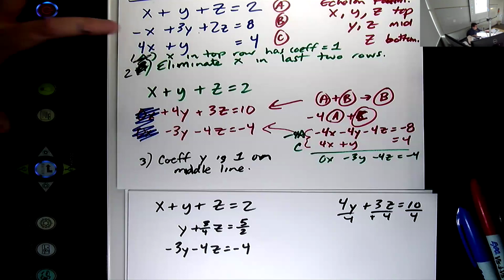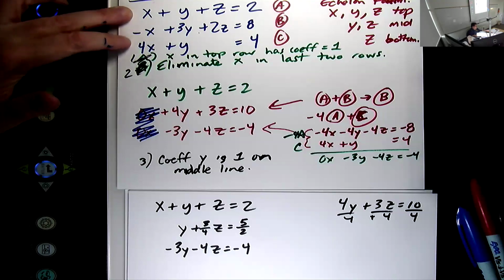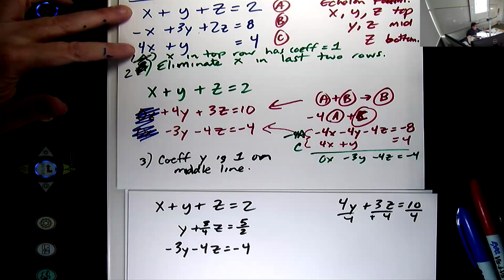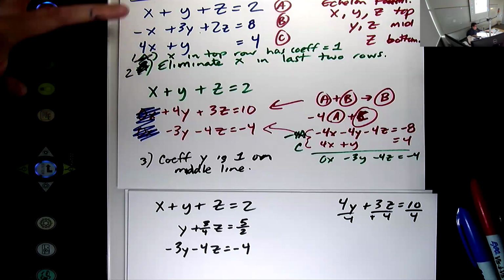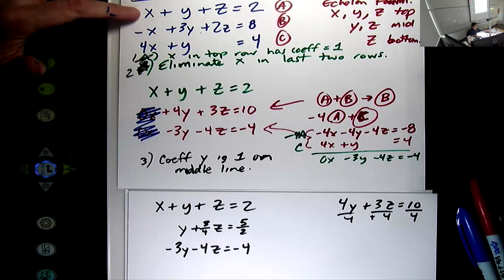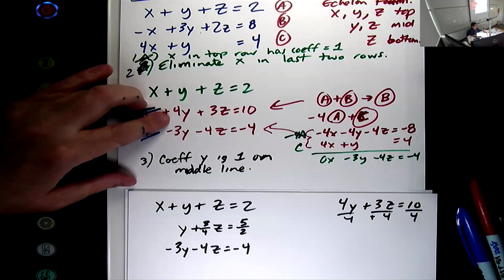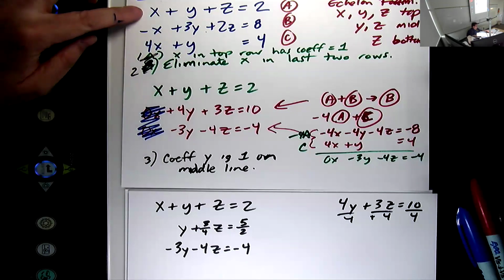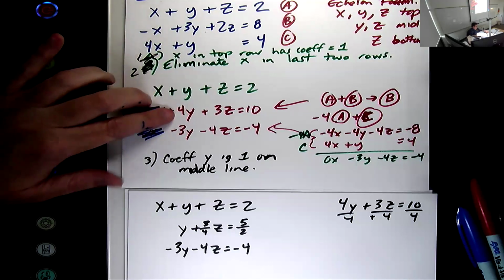And before I got rid of B, I could have actually combined B and C to change C also. It could have been any combination, as long as I get rid of the x's in both of these second rows, so that the only x left is in the top row. That's what we got here. Now we want to get this to be a coefficient of 1, just like we had a coefficient of 1 for x here. Once we get this down to a 1, now we're going to eliminate this y.